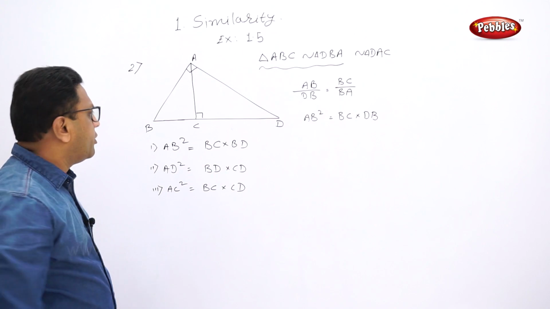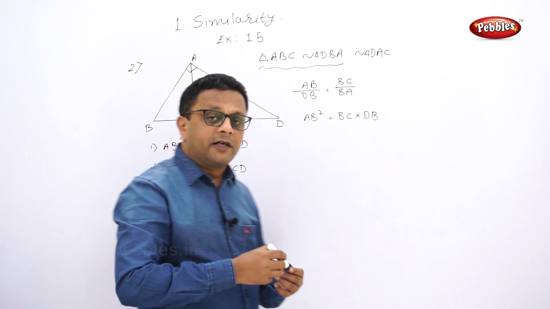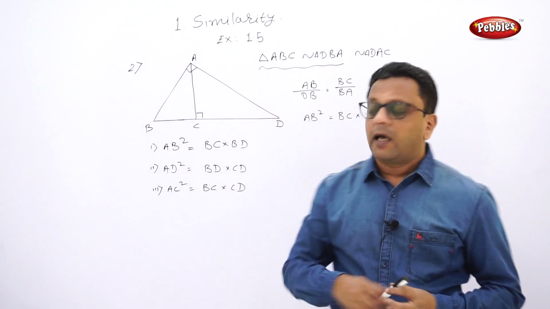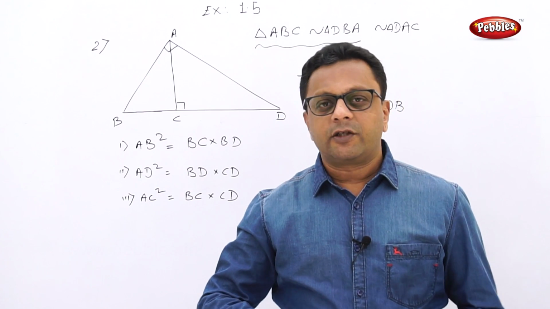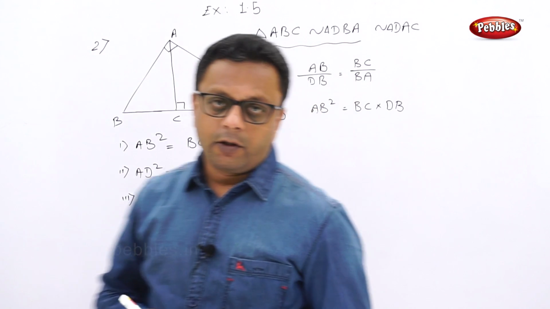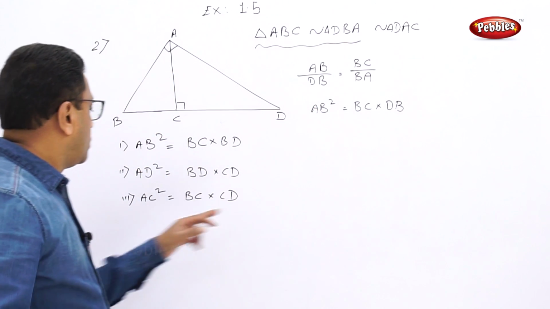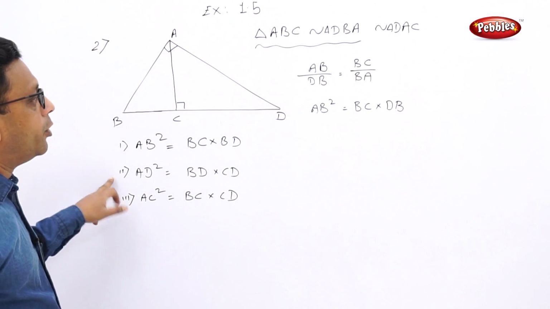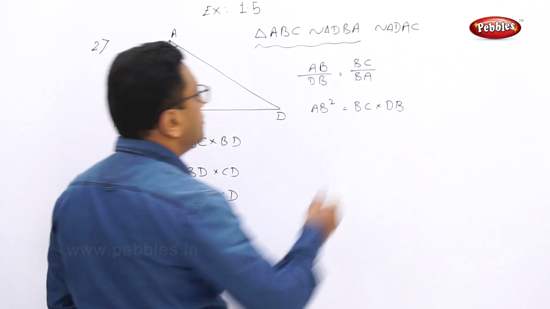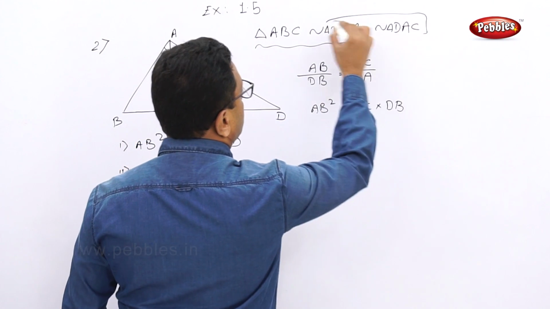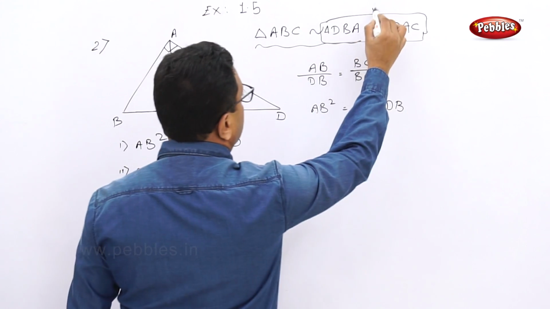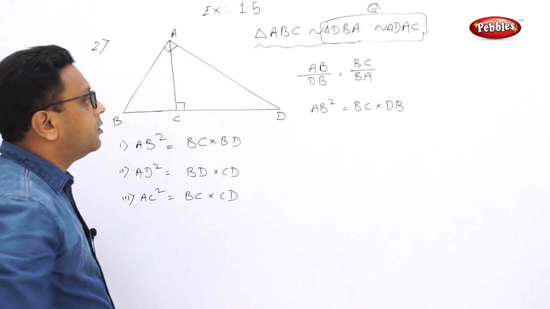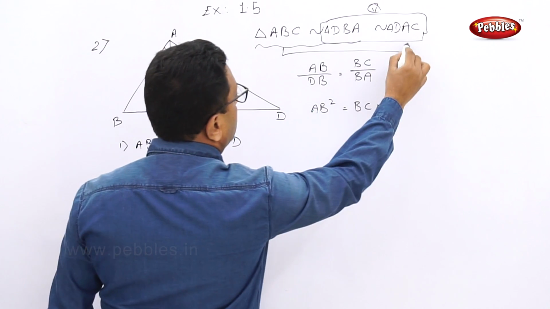Similarly, you have to take the other two pairs, each of the two pairs, and you have to prove these two. So now it is very simple. Please pause your video here and solve these two. For the second example, you have to take similarity in these two. And for the third one, you have to take similarity in these two.